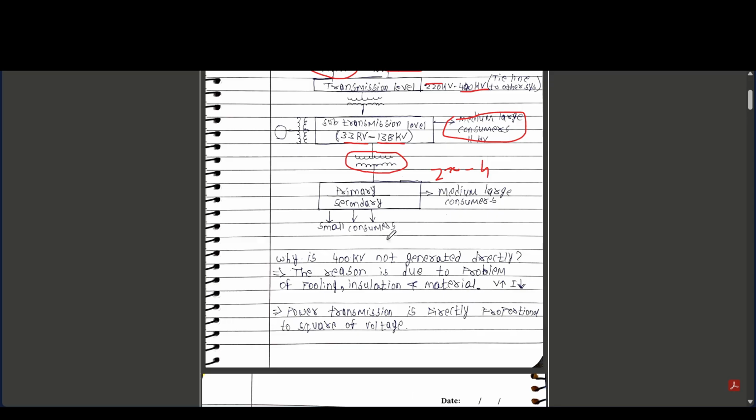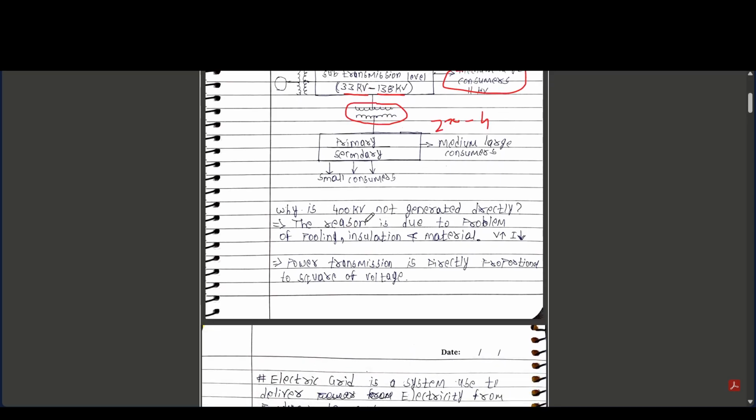Now you must have a doubt: why is 400 kV not generated directly? Okay, right? So the reason is due to problems of cooling, insulation, and material. We will require a good insulation material for generation of 400 kV, and the material will also differ. So these are the probable reasons why we do not generate 400 kV directly, and instead we generate 11 kV and then step up to 400 kV.